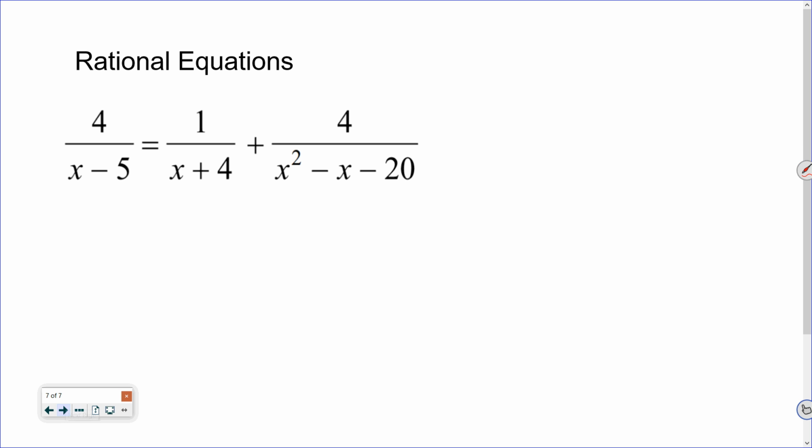All right, last type we did was rational equations. This was everybody's favorites, right? So remember with rational equations, you have to come up with an LCD. The LCD is the least common denominator. Before you do that, make sure everything is factored.